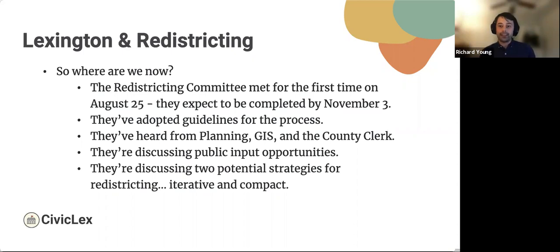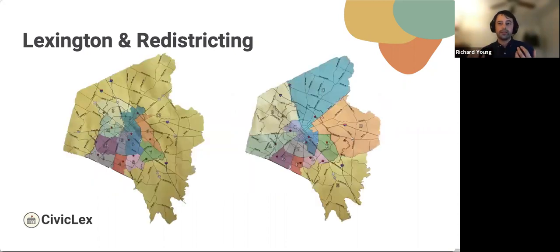But they've adopted guidelines for the process. They've heard from different departments and divisions inside the city, like the Division of Planning, GIS, which is the city's mapping department, geographic information services, and then also the county clerk. They're discussing opportunities for public input, and they're discussing two potential strategies and theories behind redistricting. These two theories, one is called iterative, one is called compact.